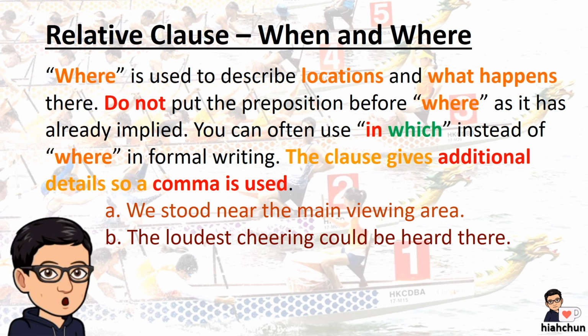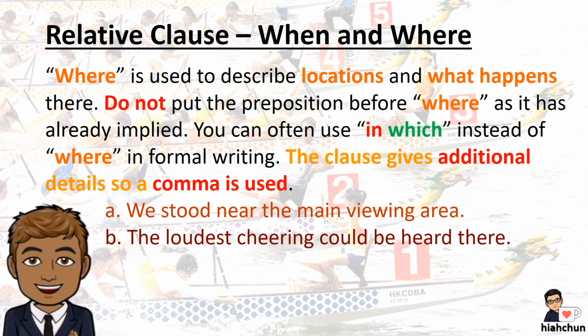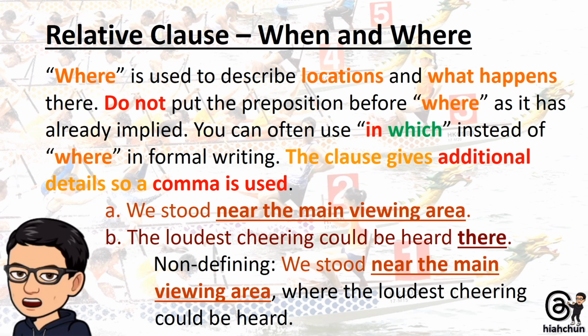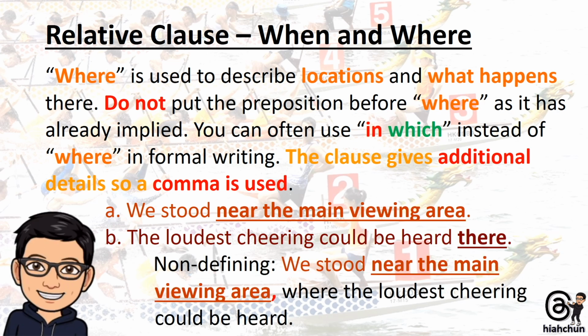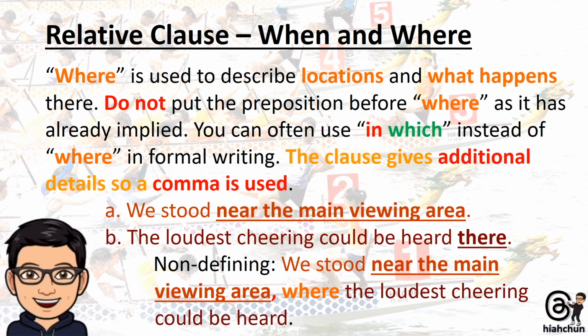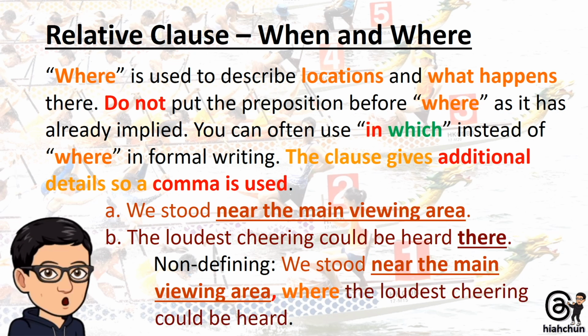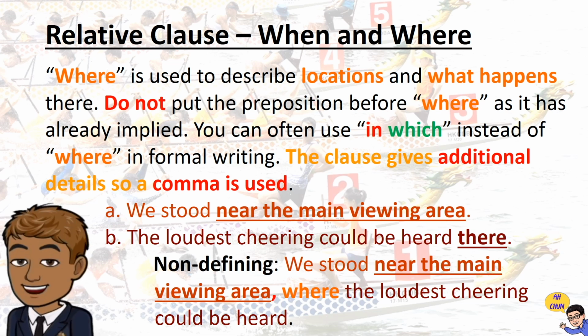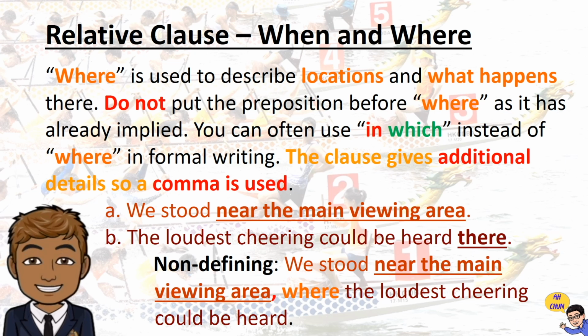Let's look at our example sentences. We stood near the main viewing area. The loudest cheering could be heard there. The phrase "near the main viewing area" appears in both sentences, so we combine them. We stood near the main viewing area, where the loudest cheering could be heard. We already know which viewing area is the main one, so the main viewing area is already clear. The clause gives additional details. This is a non-defining clause. The sentence is already complete, so we add the clause with a comma.